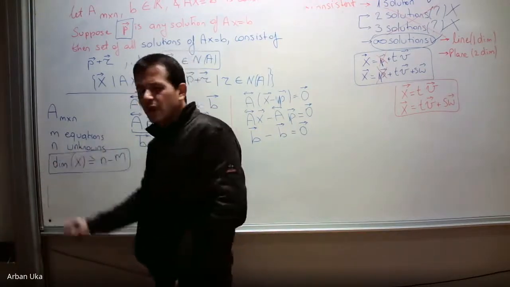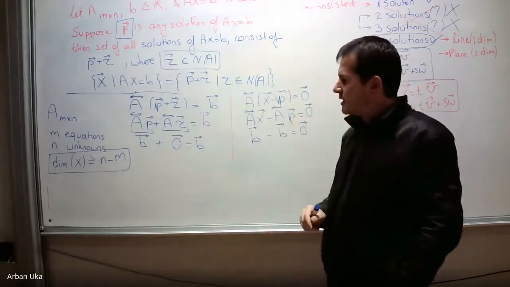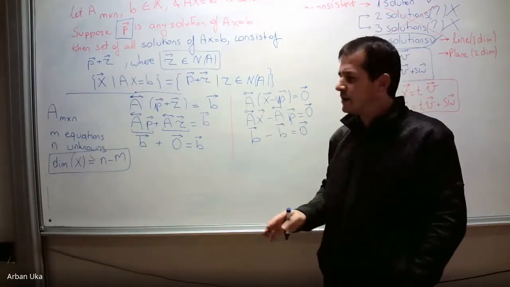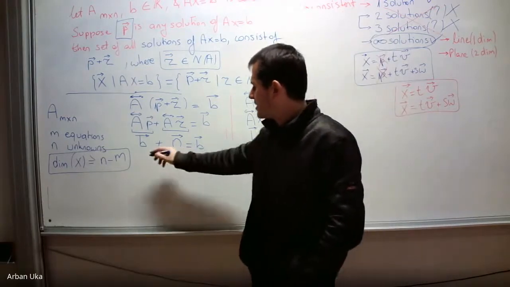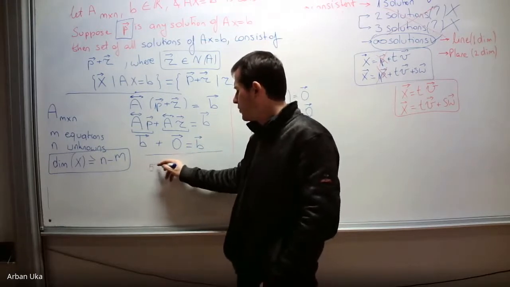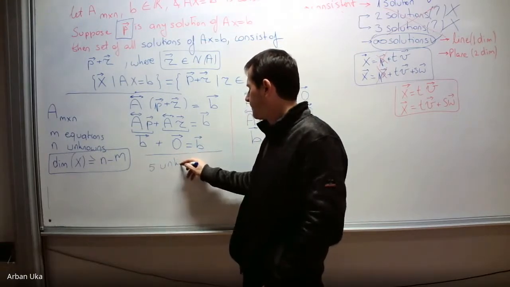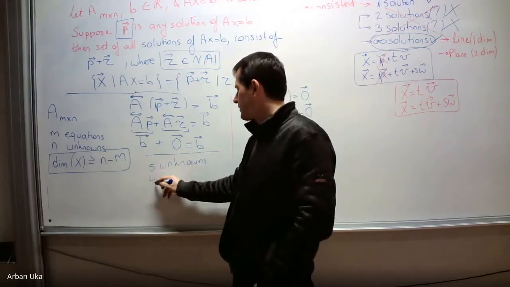We're going to see this in more detail in future weeks, but this is intuitive. That's why we are writing this here. Let's see, for example, what did we have as an example in the previous session? We had 5 unknowns, right? We had 5 unknowns. We had 4 equations.